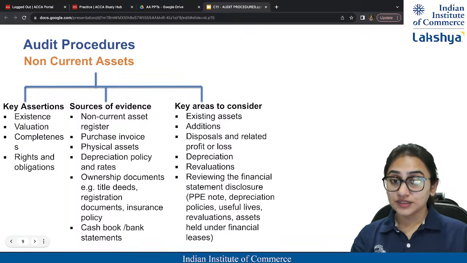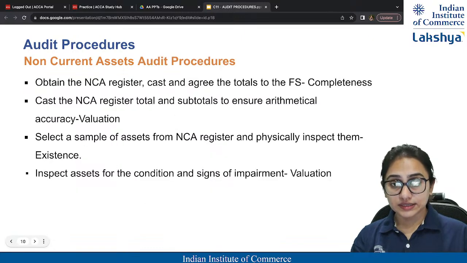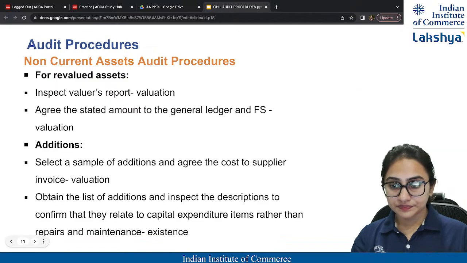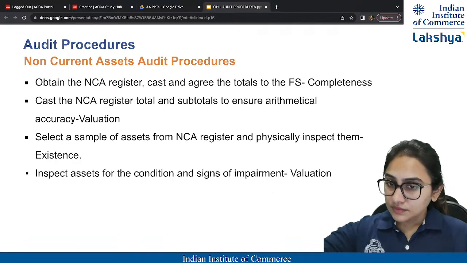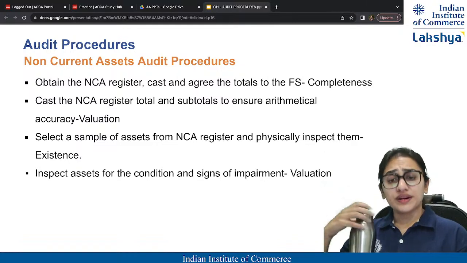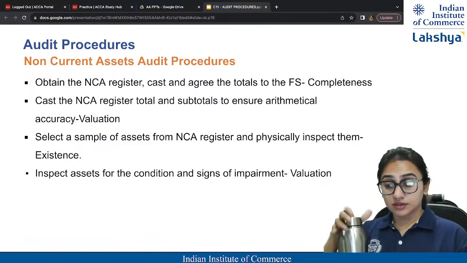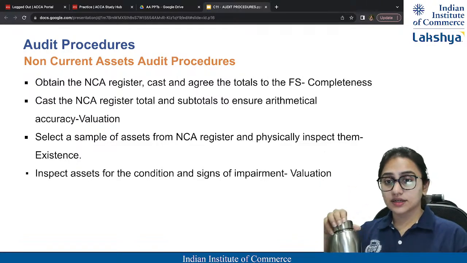Now next, if you see, it is about non-current assets. So like that, it is about various items and you can just go on reading and studying about it.